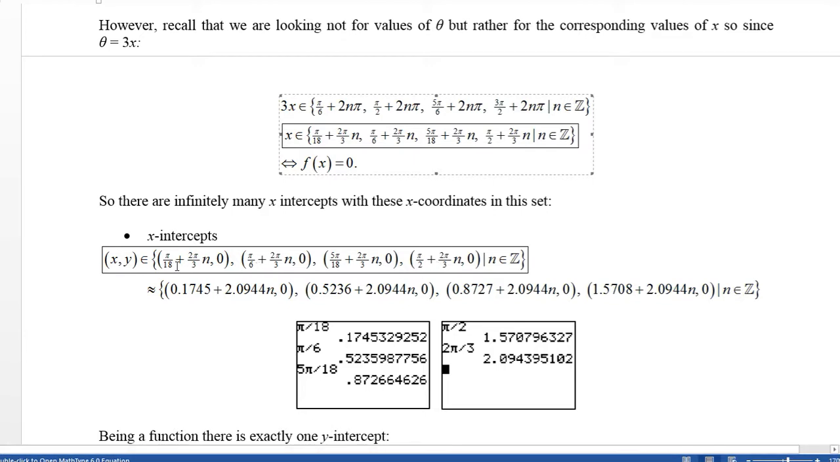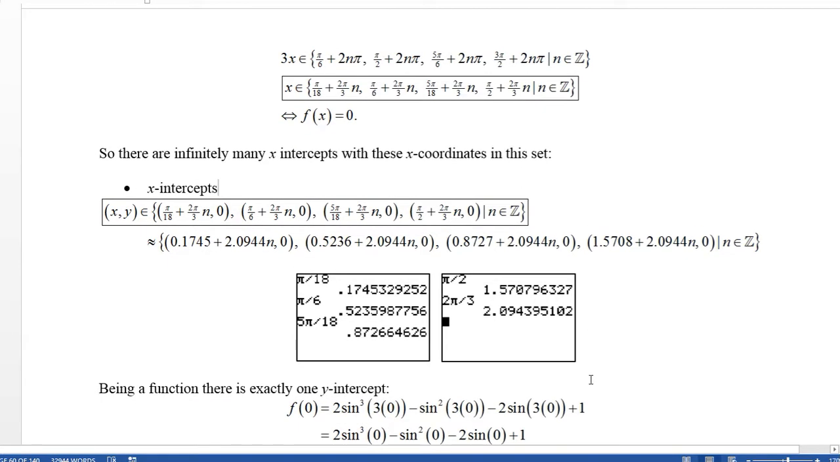Now, if you want to know approximately what these are in decimals, I've worked these out on the calculator. Pi divided by 18 is 0.1745, etc., and so forth. I've worked out all of those, and even 2 pi over 3, which is about 2.0944. So there are 4 decimal place approximations there, and the actual real things are what's in the box right here.